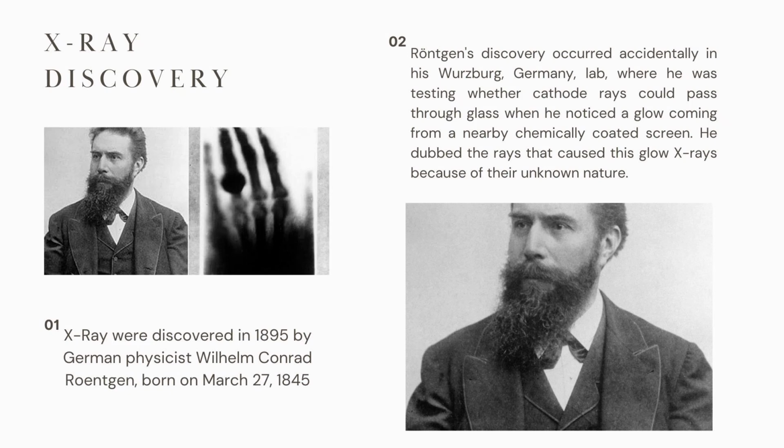X-rays were discovered in 1895 by German physicist Wilhelm Conrad Röntgen, born on March 27, 1845. While investigating the effects of electron beams, then called cathode rays, in electrical discharges through low-pressure gases, Röntgen's discovery occurred accidentally in his Würzburg, Germany lab, where he was testing whether cathode rays could pass through glass when he noticed a glow coming from a nearby chemically coated screen. He dubbed the rays that caused this glow X-ray because of their unknown nature.